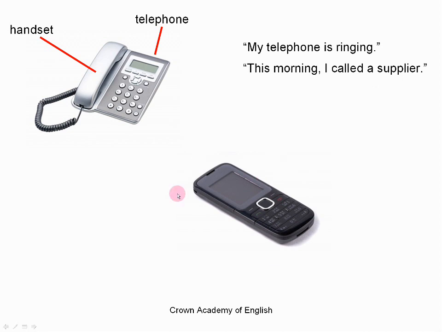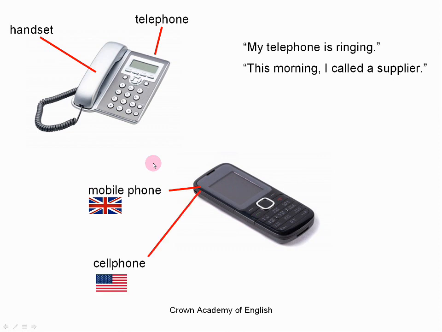And here we have a different type of telephone. And this one is called a mobile phone. So this is a mobile phone. And again, this is the British English word. In British English we say mobile phone. And in American English, Americans say cell phone. So if you hear the word cell phone, then that is American English.